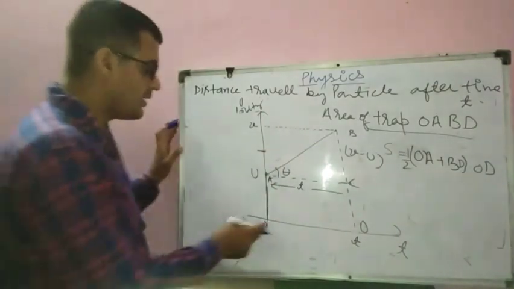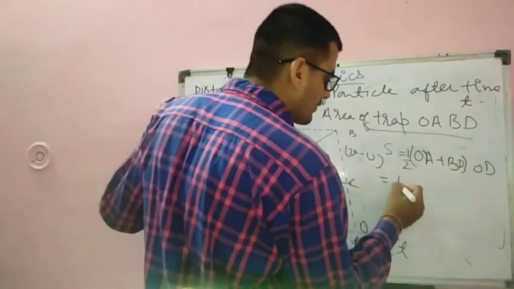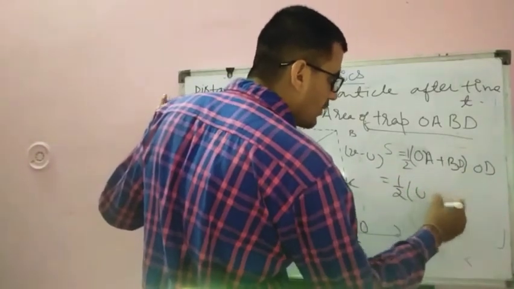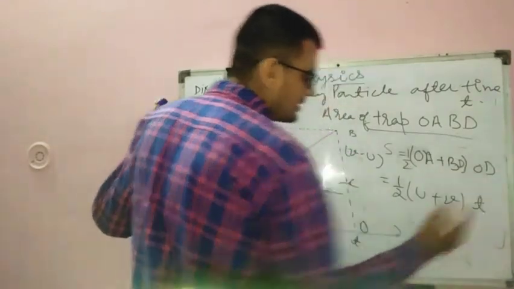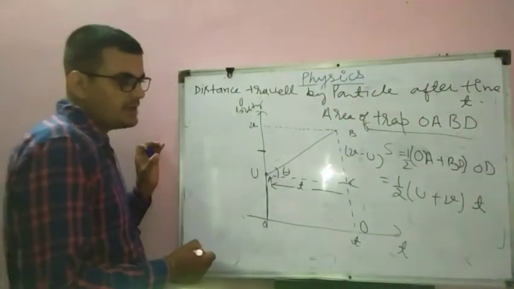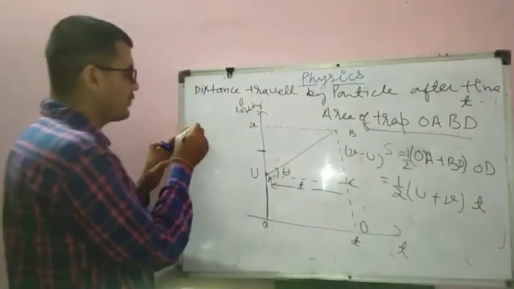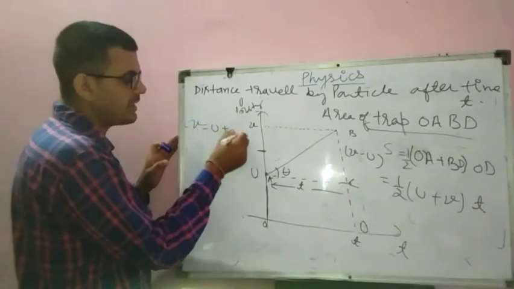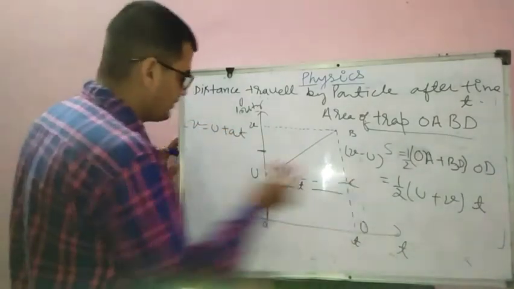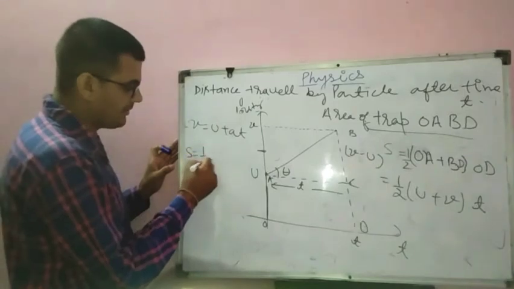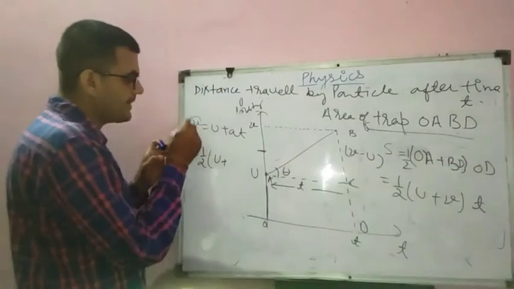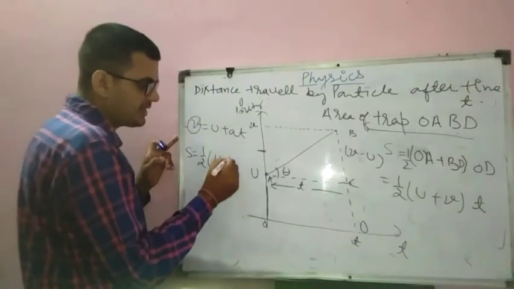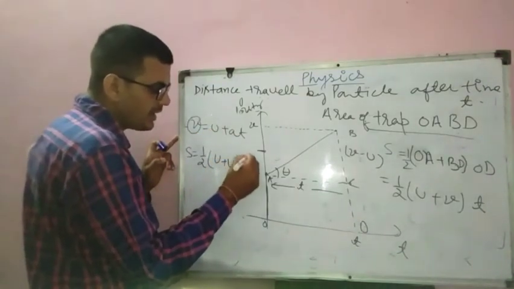So, what is the value of OA? It is u. What is the value of BD? It is v, and the height is t. Students, you all know v equals u plus at. So s equals 1 by 2 into u plus v, and in place of v we write u plus at: u plus u plus at.